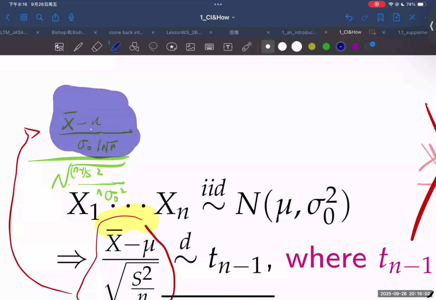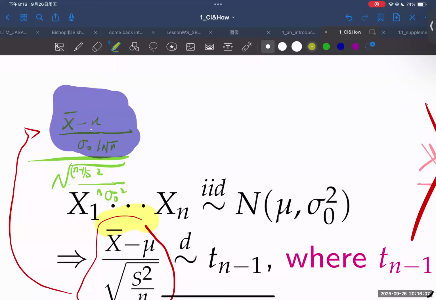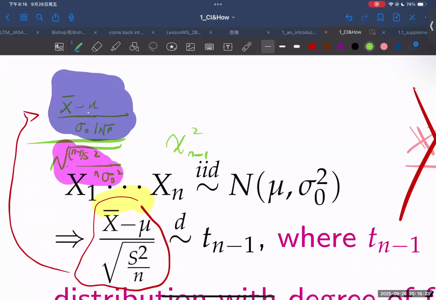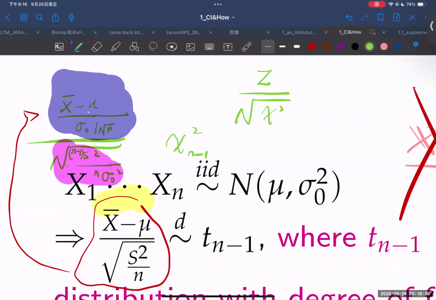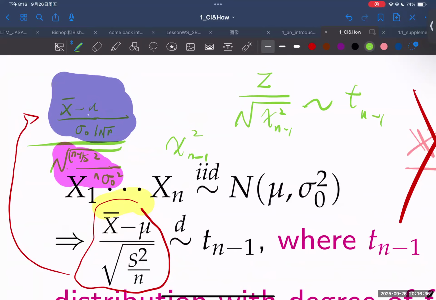But for the next one, look inside. The inside one would be what? Would be a chi-square distribution with degree of freedom n minus 1. So that means here you have a standard normal against the square root of a chi-square distribution with df n minus 1. And then this follows a t distribution with degree of freedom n minus 1. So this is the way we get it.